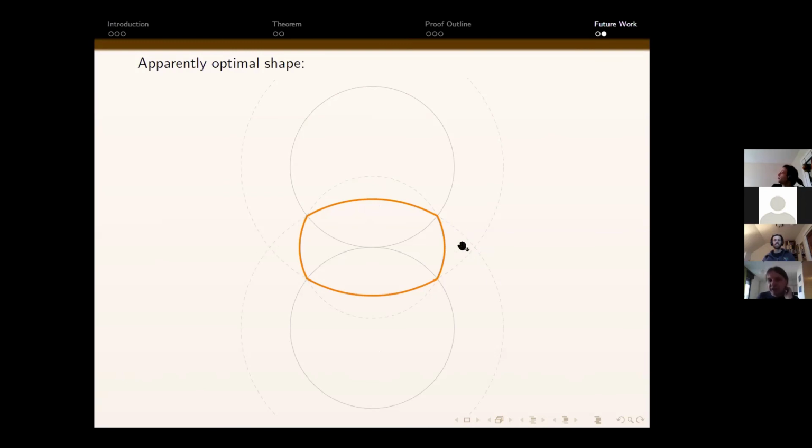figures which have these problematic tips, which are difficult to deformation retract. It is because of these tips that you need to make these curves around here. It's better to cut them away.